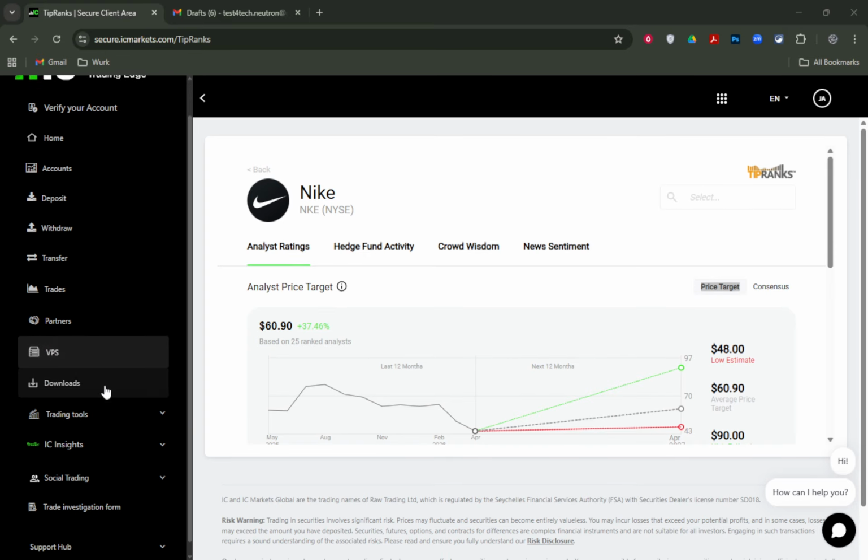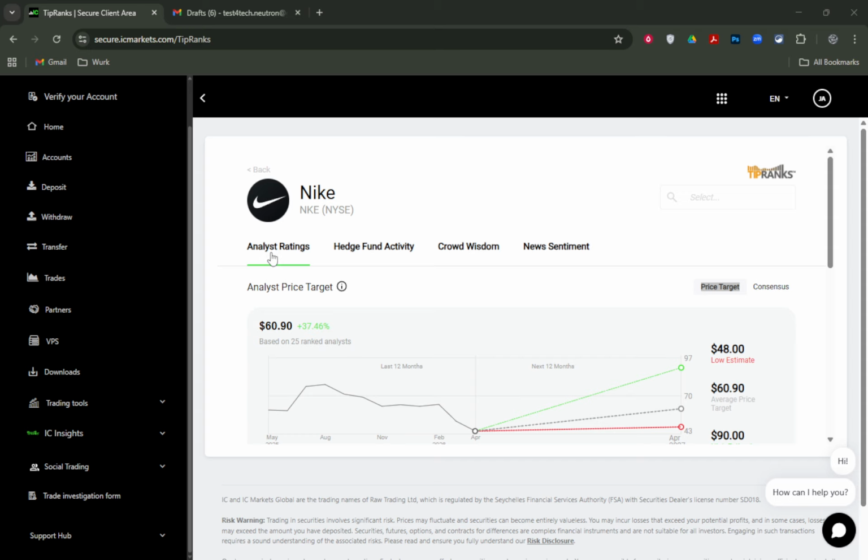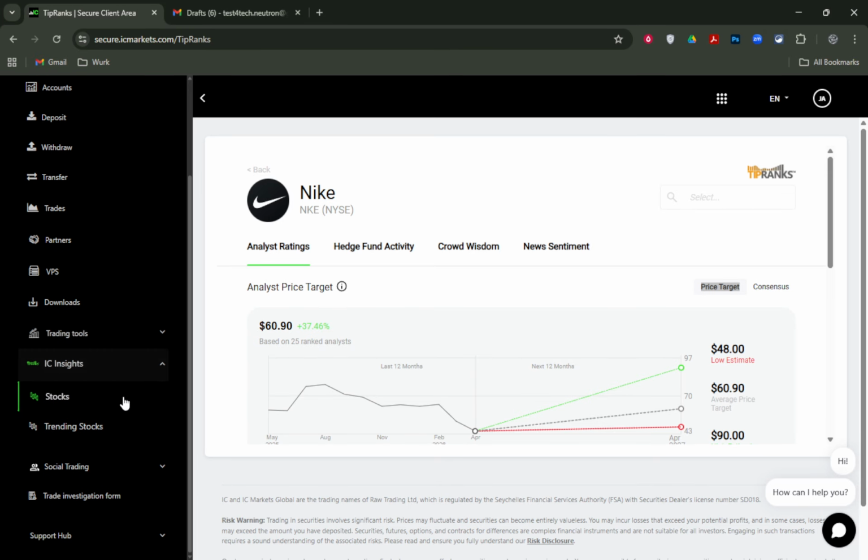First, a quick overview. IC Markets Insights, sometimes called IC Insights, is a research section inside your account that pulls together analyst opinions, market sentiment, trending stocks and crypto, and price predictions. It's powered by TipRanks, which aggregates data from professional analysts, major news sources, and real trading activity. Think of it as a single place to scan what experts in the broader market are thinking right now.